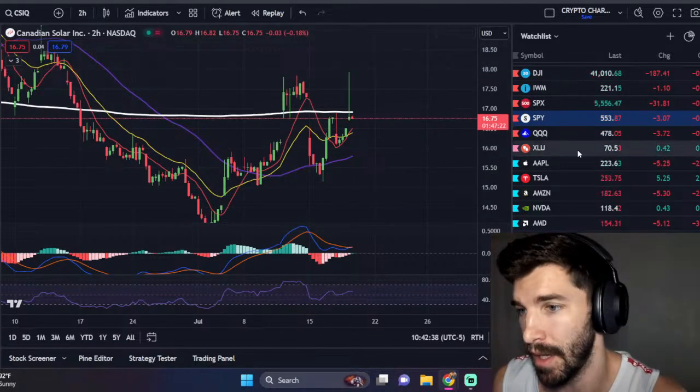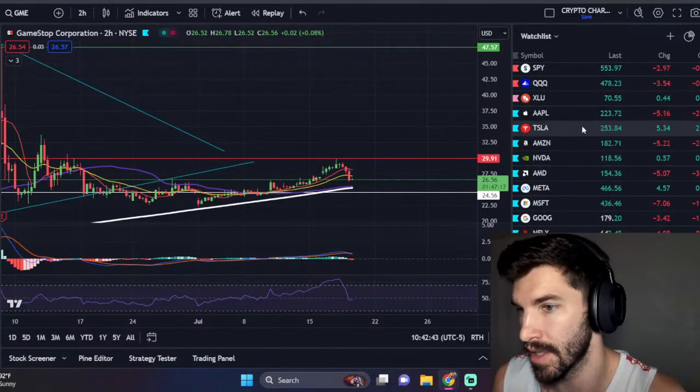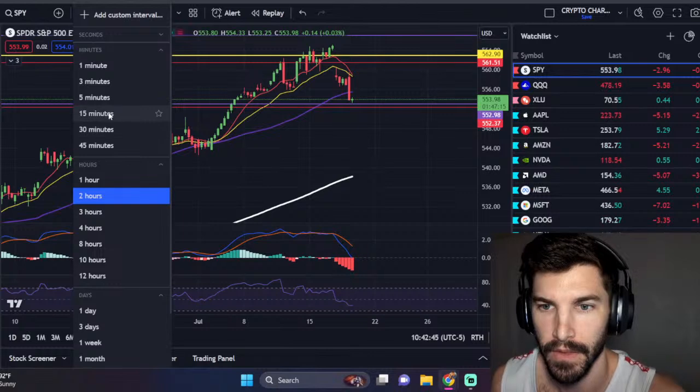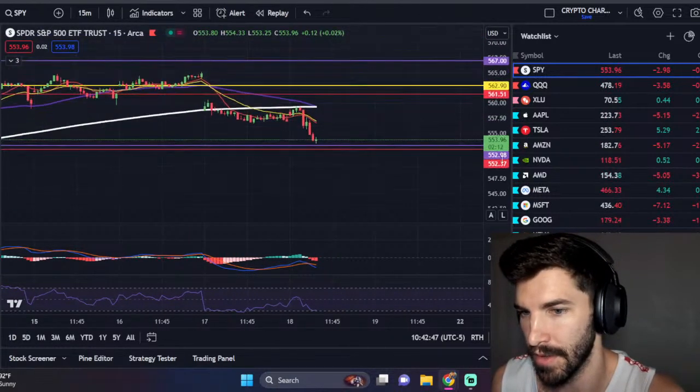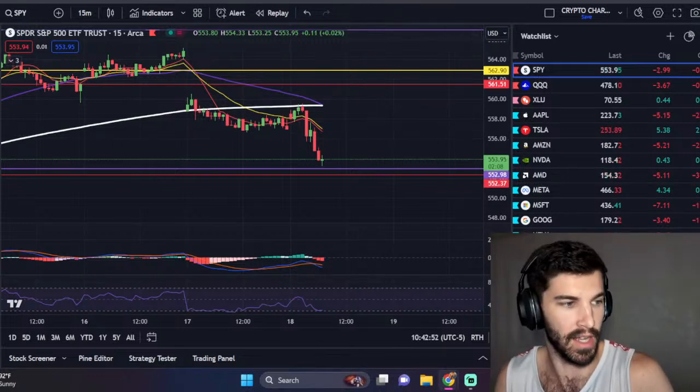All right, guys, I got to hop off for now. I'm going to leave you guys over on GME seeing some ugliness. Actually, let's leave you on the SPY with that divergence for a little bit. All right, we're going to leave you on the SPY with this 15-minute divergence and see if anything happens from here, all right?